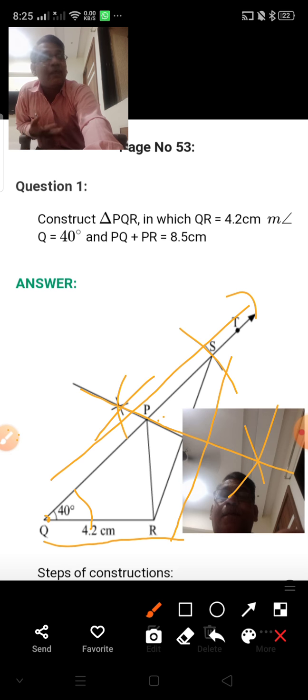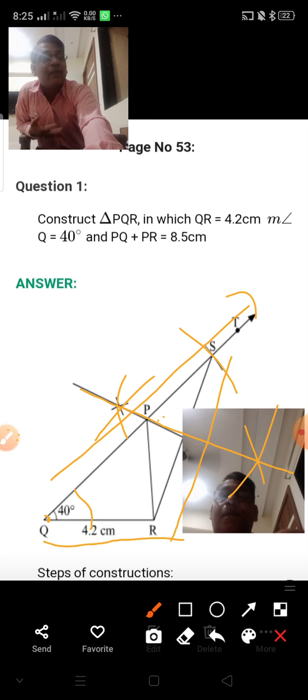In this way you can construct the required triangle PQR when the base is given, one angle of the base is given, and the addition of the other two sides is given. No need of writing the steps of the construction, you only have to construct the given triangle. Right, now come to the next.